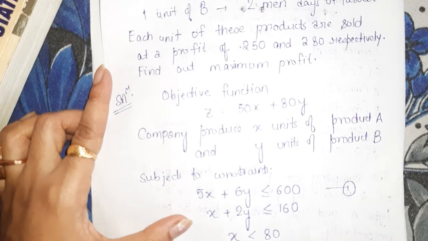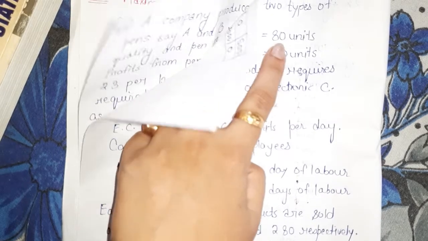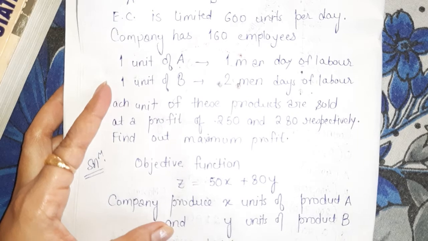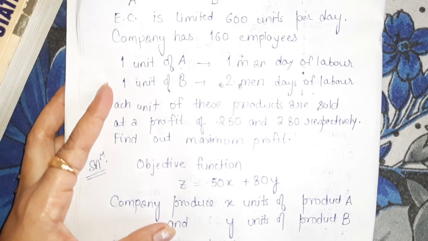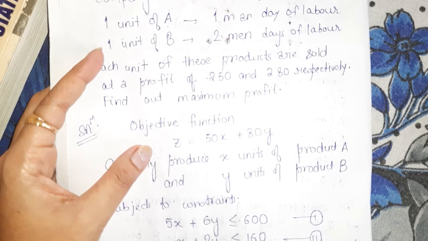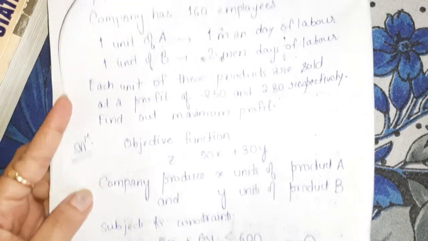Okay, because in the very starting you are given that production is limited. Type A you can produce 80 units, and type B you can produce 60 units. Okay, so these are the constraints that we have, and at last x greater than or equal to 0 and y greater than or equal to 0. Now we plot the graph.